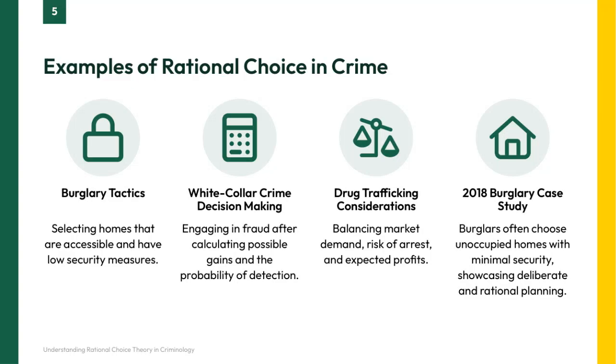When we look at burglary tactics, offenders typically target homes that are easy to access and have weak security measures. This shows they're making a calculated choice to reduce the risk of getting caught. In white-collar crime, individuals often weigh the potential financial rewards against the likelihood of being detected before deciding to commit fraud. It's a clear example of rational decision-making. Drug traffickers, on the other hand, constantly balance market demand with the risk of arrest and the expected profits from their operations. This careful evaluation helps them decide how to act.